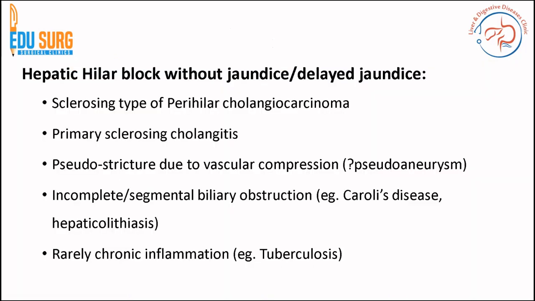So a hepatic hilar block patient that presents without jaundice or who has a delayed jaundice can either have a sclerosing type of perihilar cholangiocarcinoma, or it can be primary sclerosing cholangitis, or it can be due to a pseudostricture due to a vascular compression. It can be an incomplete or segmental biliary obstruction like hepaticolithiasis, and rarely chronic inflammation like tuberculosis can also have a similar kind of presentation.